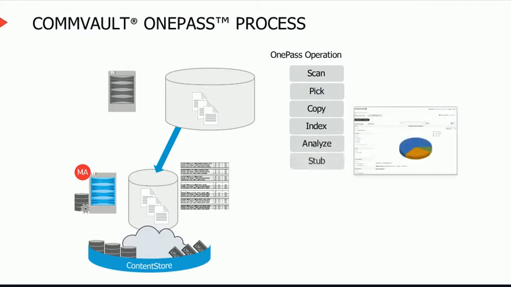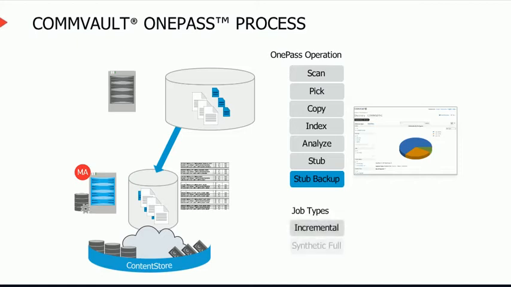purposes. On the file system of origination, the files which were copied to the content store will now be stubbed, and a backup operation to protect those stubs will transpire. It is important to note that only incremental and synthetic full backups may be conducted with OnePass operations, as they are required for pruning and data aging operations.